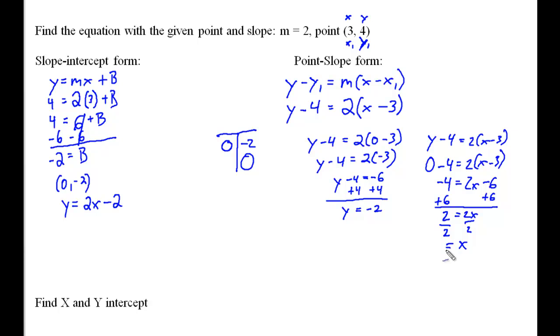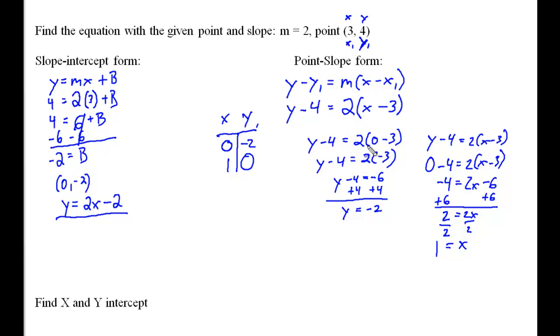X is equal to 1. And this will be my x-intercept. So my x-intercept is (1, 0), and my y-intercept is (0, -2). So the slope-intercept form is great because it tells you the y-intercept, but it does not tell you the x-intercept. The point-slope form is really nice when you want to find both intercepts.